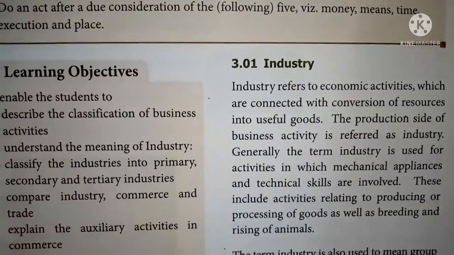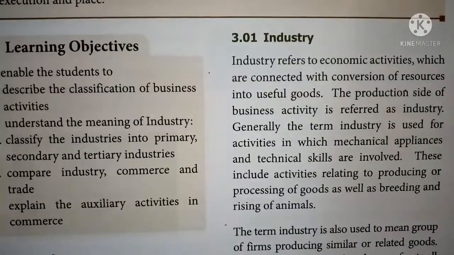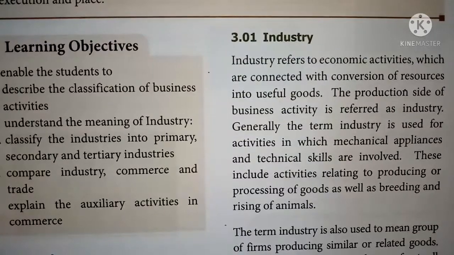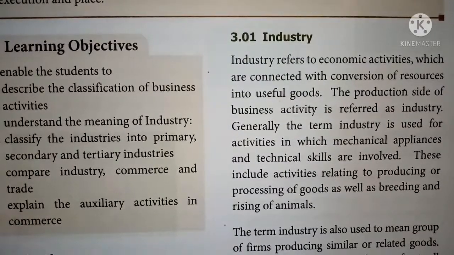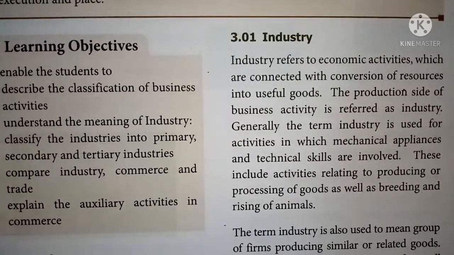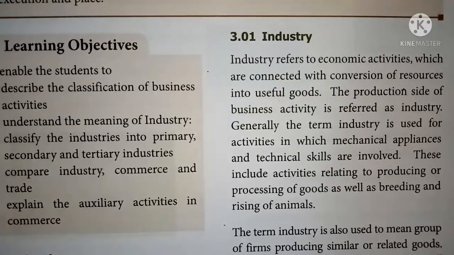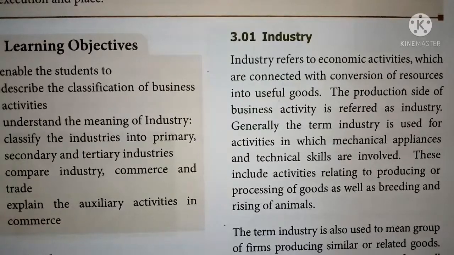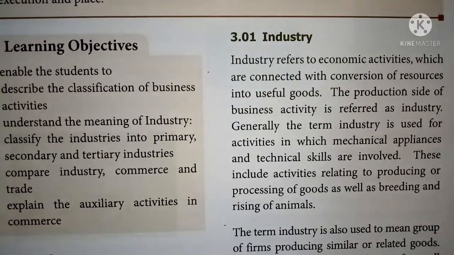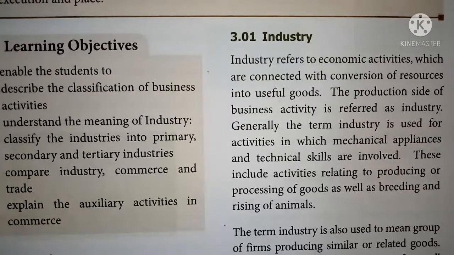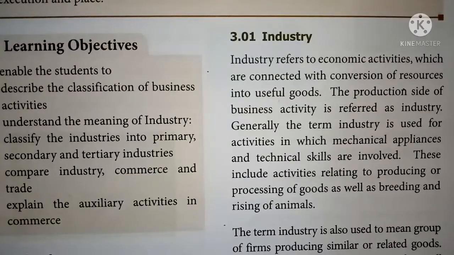Industry means economic activity which is connected with the conversion of resources into useful goods. Industry is one of the economic activities. It is connected with the conversion of raw material into useful product. The production side of business activity is referred to as industry. Generally the term industry is used for activities in which mechanical appliances and technical skills are involved.